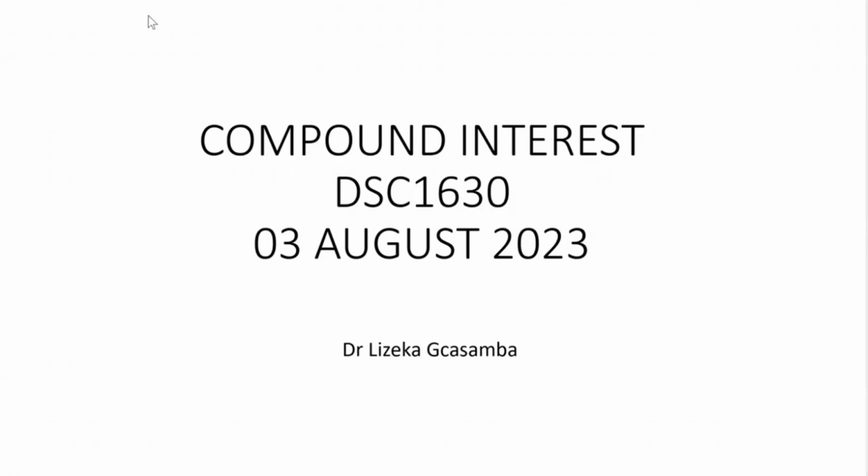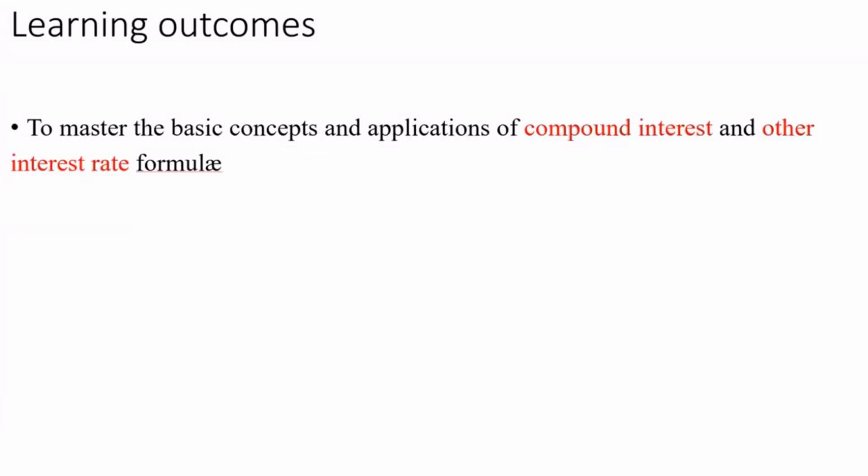How different are they? And also we need to bear in mind, we have to know how to do the calculations. So the learning outcome for the whole chapter is that you need to be able to master the concepts and applications of compound interest and other interest rate formulae. There are many of them, like effective interest rate, nominal interest rate, fractional compound interest, and so on and so on. If we've got time, we'll look at those.